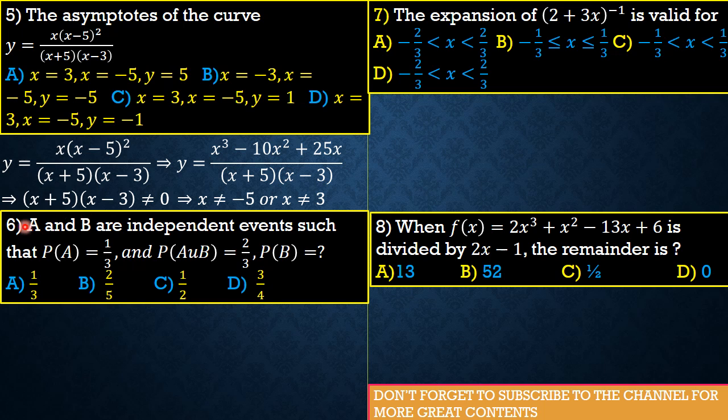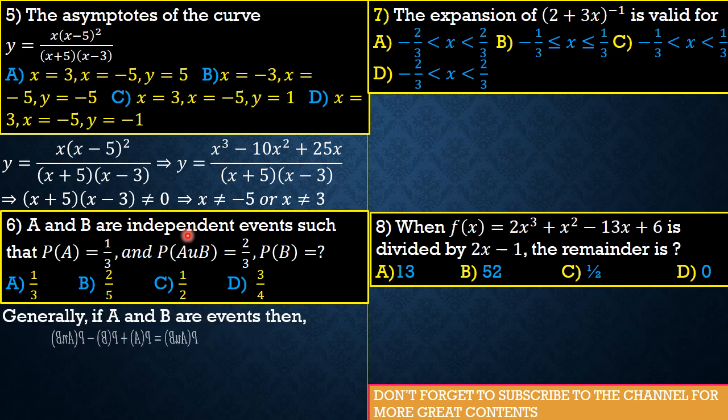Great. All right. So question 6 is saying that A and B are independent events such that the probability of A is equal to 1/3, and the probability of A union B is equal to 2/3. Now they want us to get the probability of B. We should know that generally for any events A and B, the probability of A union B is equal to the probability of A plus the probability of B minus the probability of A intersection B. This is the condition for general events.